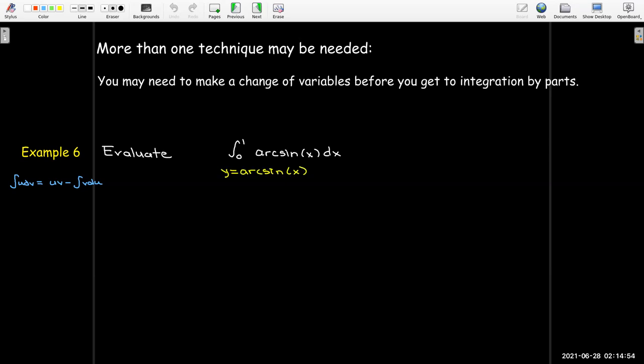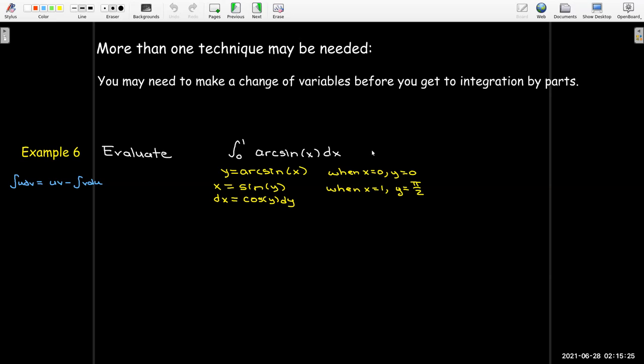So I'm going to say y equals arcsine of x. So then x equals sine of y, and dx is cosine of y dy. And so I can also change my bounds. When x equals 0, y will have to equal 0 as well. And when x equals 1, y is going to be pi over 2, because sine of pi over 2 equals 1.